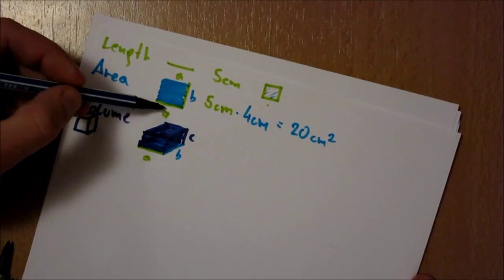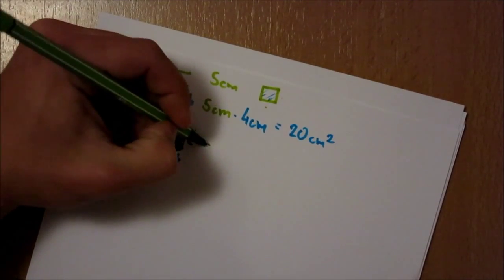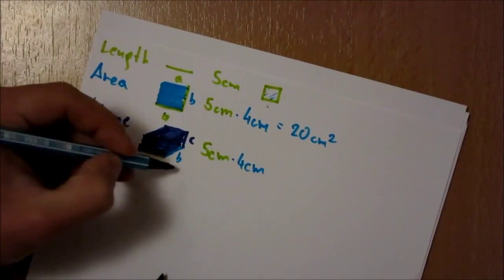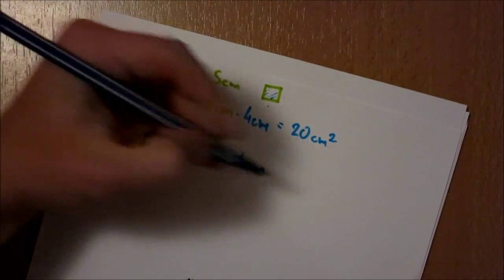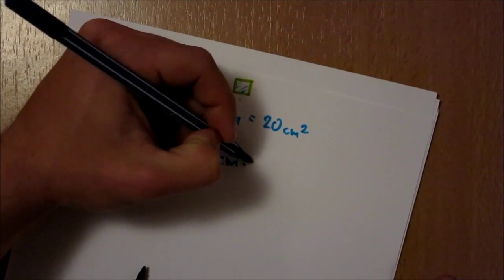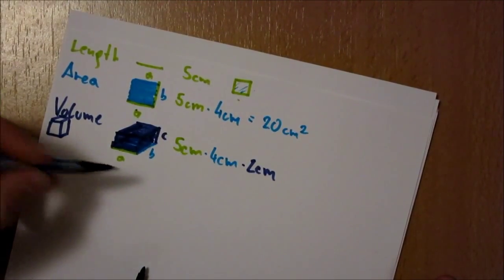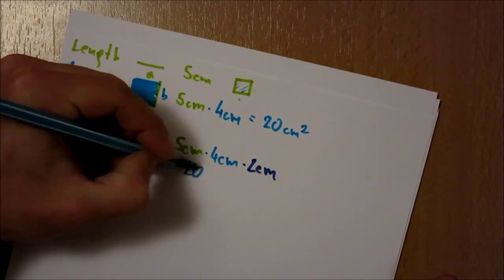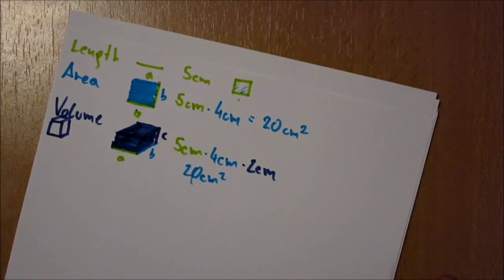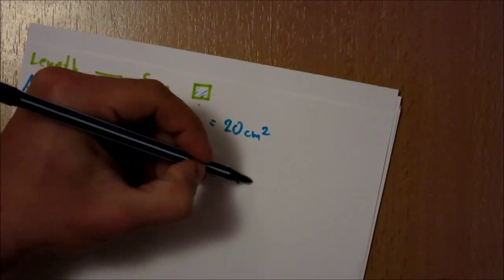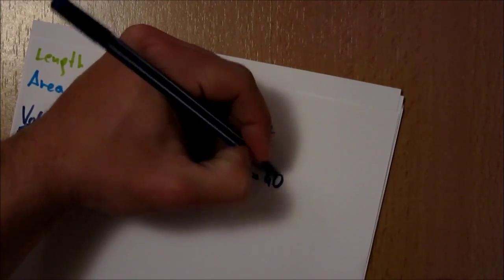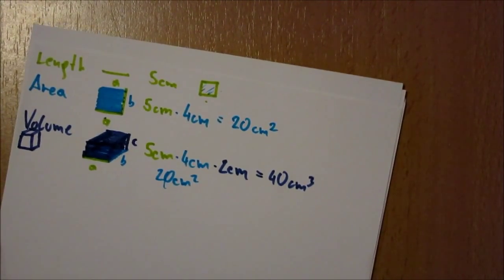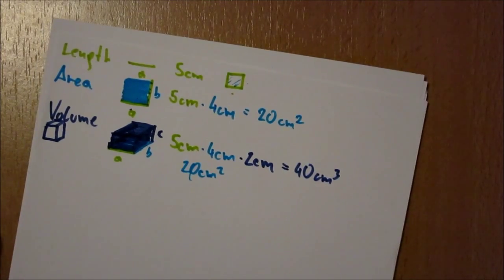So now how do we get that if we calculate it? Well, again, we have A, which is 5 centimeters times the 4 centimeters of the length of B. And now all of that times, let's say that was 2 centimeters, times 2 centimeters. And we already know 5 centimeters times 4 centimeters was 20 centimeters squared. And now times 2 centimeters gives us 40 centimeters to the power of 3. So cubical, which means it describes a volume. That's how you can imagine it.